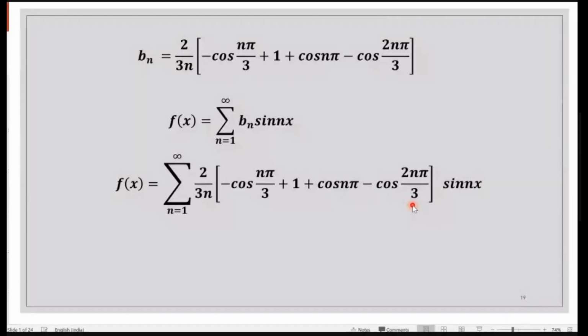That is not required, unless it is given to prove that form, only then do we have to get that particular form. Otherwise it's not required. So the book answer they have given is in this form.